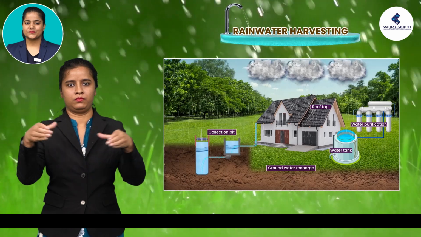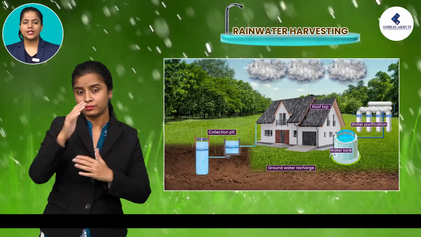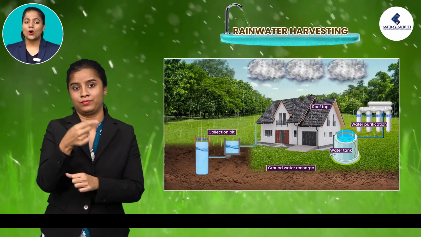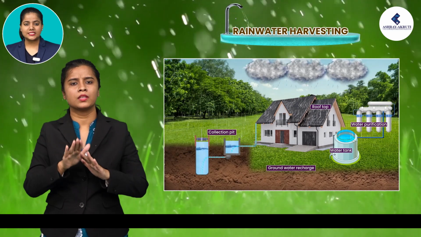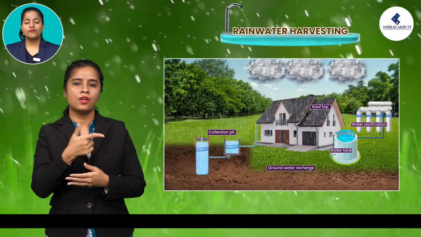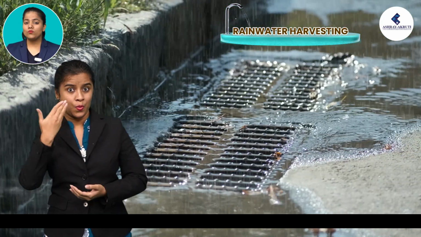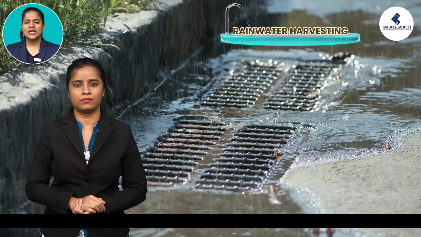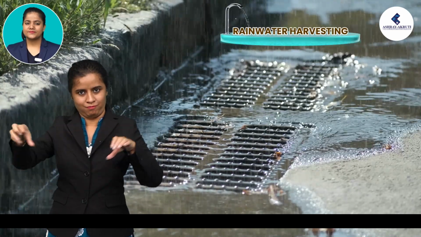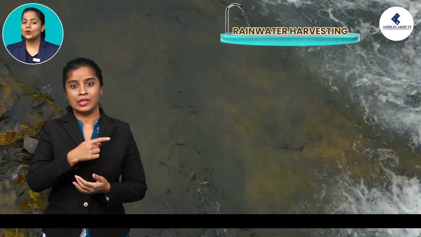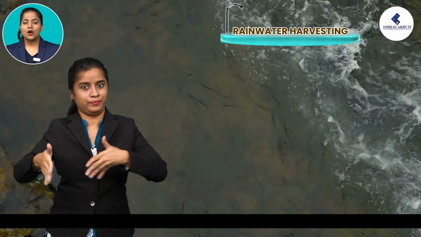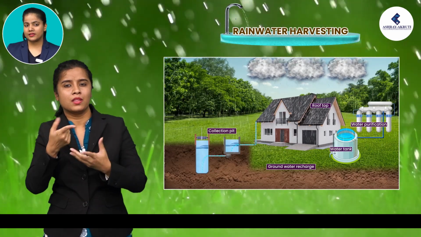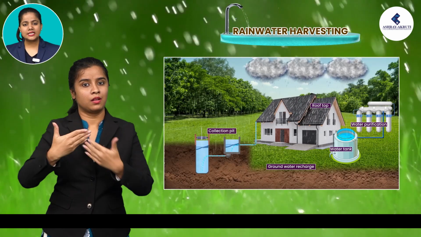Rainwater harvesting. One way to increase water availability is by collecting and storing rainwater for later use. This process is called rainwater harvesting, based on the idea of catching water where it falls. What happens to rainwater that falls on concrete roads and buildings? It flows into drains. From there, it goes to rivers or lakes that may be far away. This means a lot of effort is needed to bring that water back into our homes since it doesn't seep into the ground.